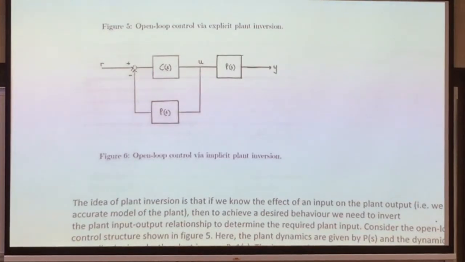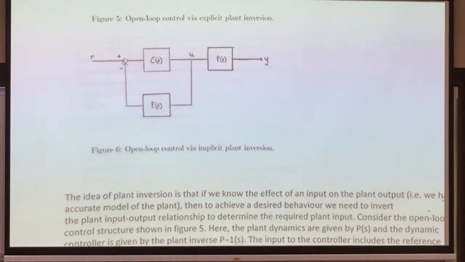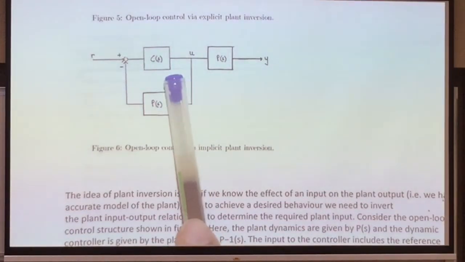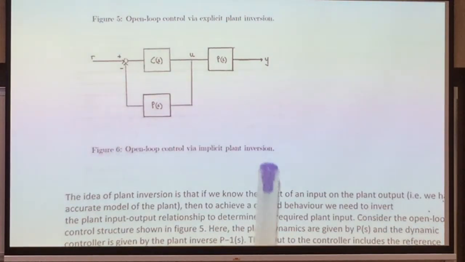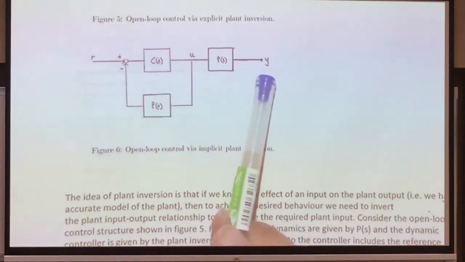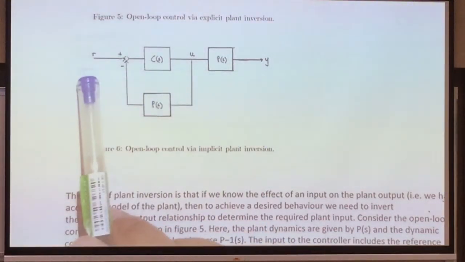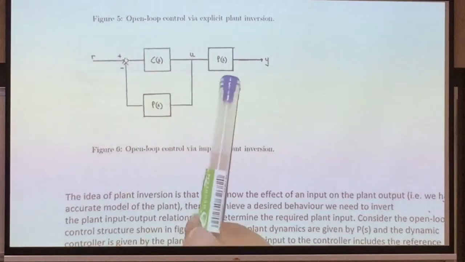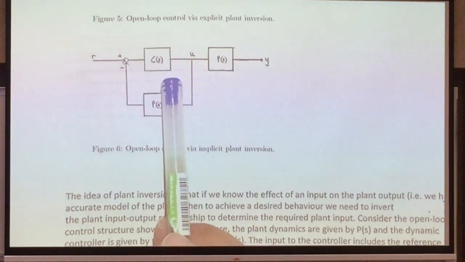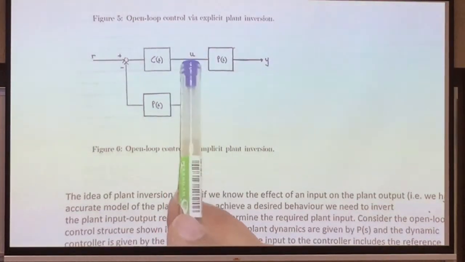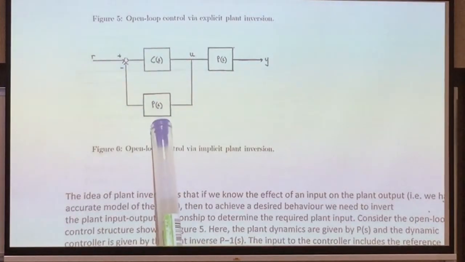Alright? It's easy to understand this, because if you look at this, it's telling you that this is open loop control via implicit plant inversion. Just understand now, okay? If you want your output Y to follow your reference R, what do you want in between? You have plant P, right? So it will be good if your controller C has a feedback here which is P.